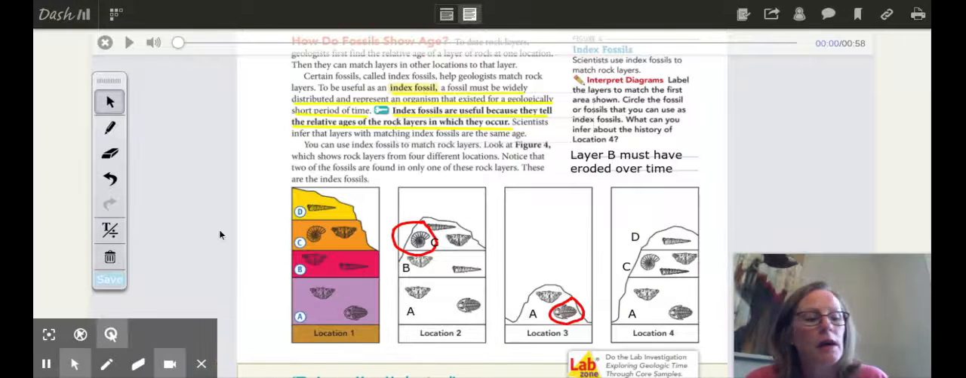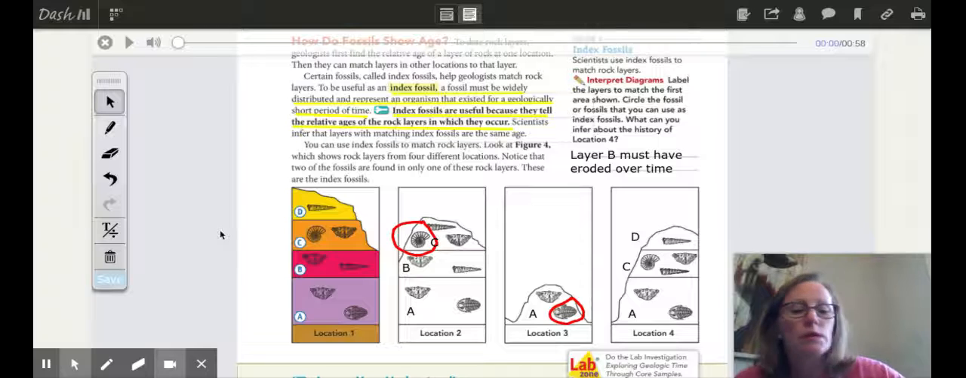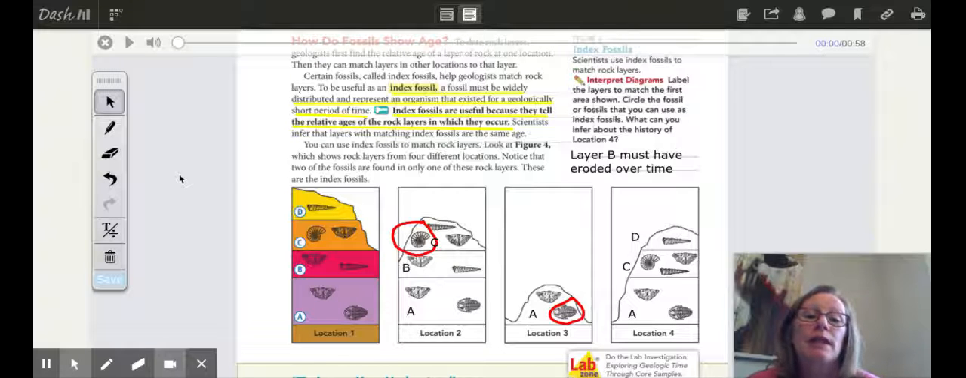Okay, on this page, page 207, let's take a look at a couple things. So the index fossil, right here: a fossil must be widely distributed and represent an organism that existed for a geologically short period of time. So index fossils are useful because they tell the relative age of the rock layers in which they occur. So those are good things to highlight. And then if you notice in figure 4, it shows rock layers from 4 different locations and 2 of the fossils that are found in only one of these rock layers.